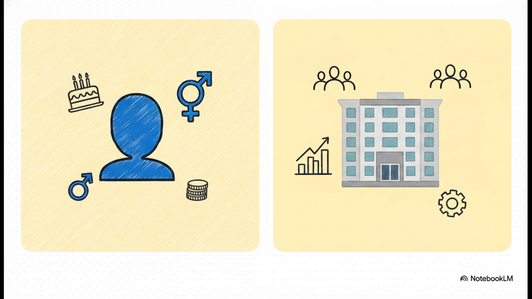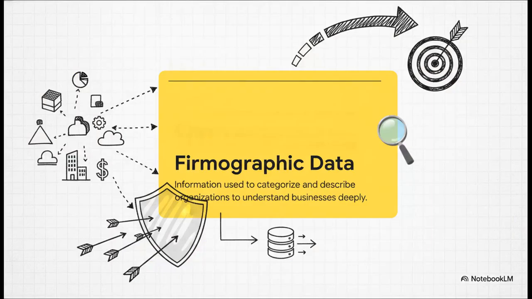So instead of looking at a person's individual income, you look at an organization's overall revenue. Instead of a person's age, you're looking at company size or industry. It's essentially the DNA of a business. Formalizing that definition just a bit, firmographic data is the information used to categorize and describe organizations. It really allows you to understand businesses at a significantly deeper level.